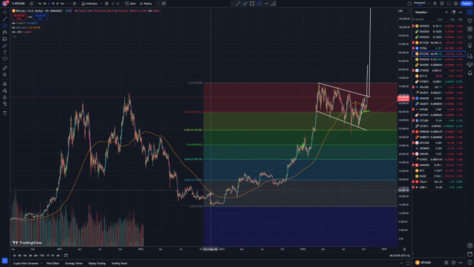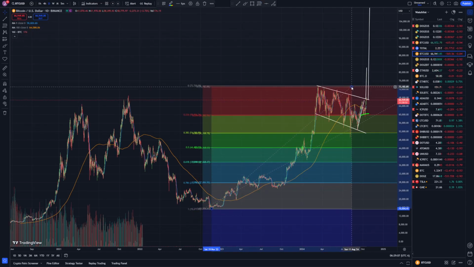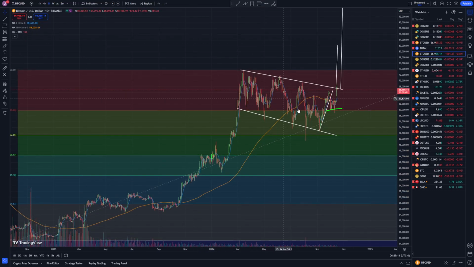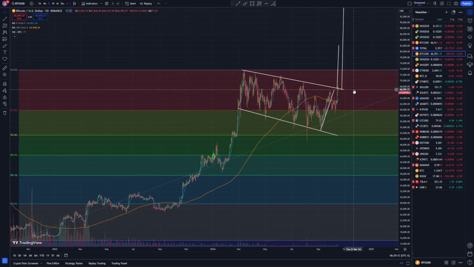Get the Fibonacci retracement tool, should I say. Drag from the bottom to the top, and then that gives us levels to watch as we head down, and that we find support. A lot of times we'll find support on these Fibonacci retracement levels.